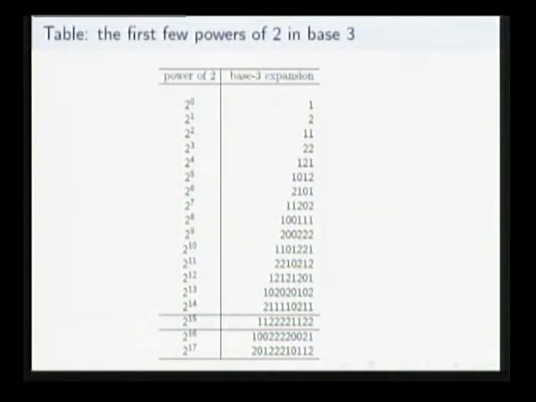0, 1, 0, 2, 1, 2, sorry, 1, 1, 2, 2, and so forth. So it has period 6. If you look at the last 3 digits, you see period 18. If you look at the last 4 digits, you see period 54. So you always multiply by 3. So the last k digits have period 2 times 3 to the k minus 1.